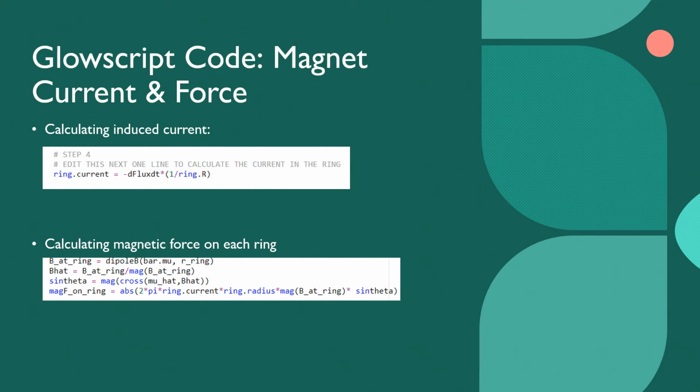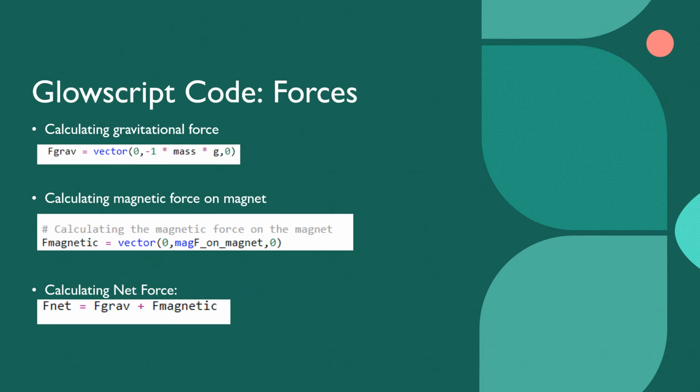And next, I calculated the magnetic force on each ring by taking the circumference of the ring and multiplying that by the current and magnetic field by the angle. Finally, I found the total net force of the system by finding the gravitational force of the magnet and adding that up with the magnetic force it generated.